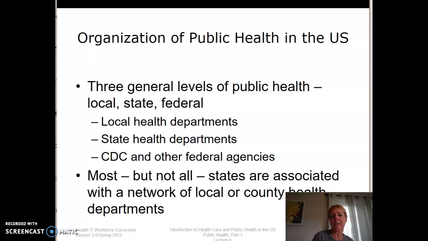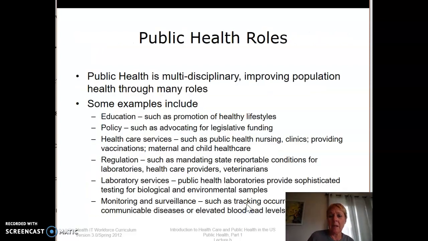send out information and collect information on the incidence of disease. That information goes to the state health department, and then it goes to the CDC. There are also state laws that say what must be reported and when, and some things are specific to a state. Public health roles are here. Their roles include education, policy setting, services, regulation, lab services, and monitoring.